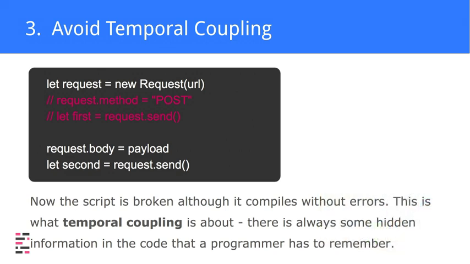This is the whole problem with temporal coupling: there's always this hidden piece of information that we as the programmer have to remember. We have to remember that this part here needs to get defined before we do this stuff over here. Again, here we can see mutability: the request object is getting mutated in one place, and then another call later down the stack actually relies on that mutation. So here's a place where mutability has really bitten us.